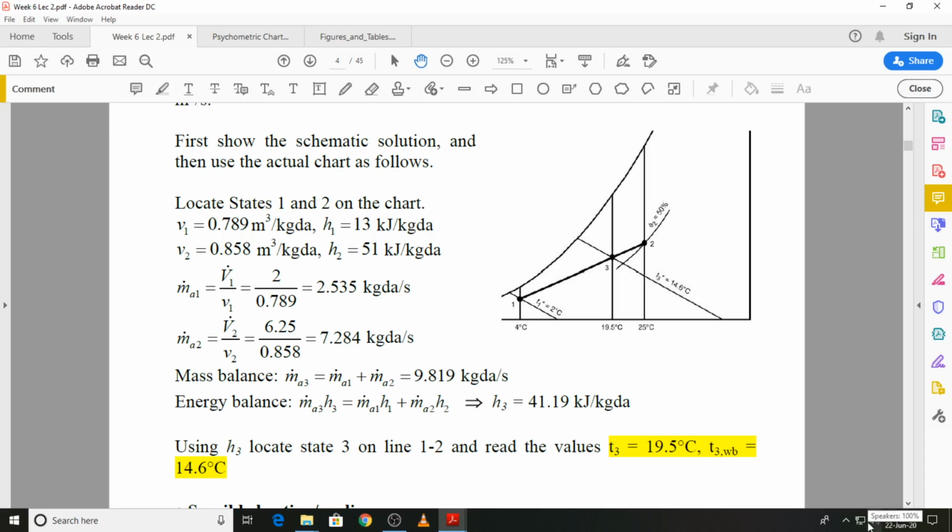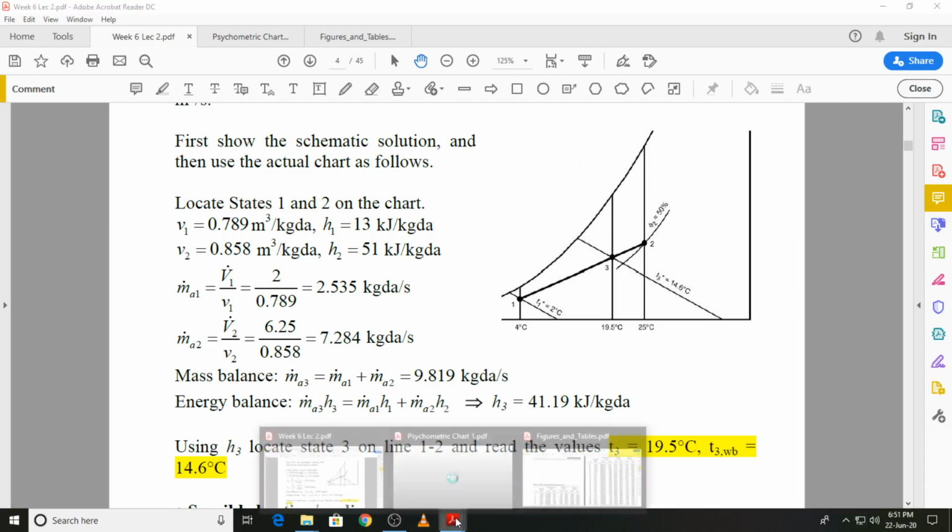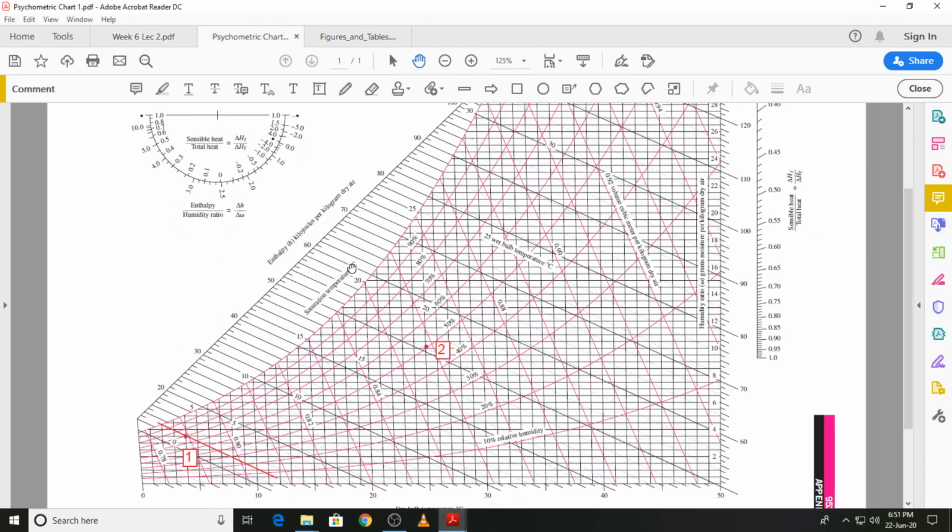So I will use this value on the psychrometric chart to locate state 3. I have to first find a specific enthalpy value of around 41.2 kilojoule per kilogram. This is 40, this is 41, so 41.2 is just around over here, and all I have to do is to draw a straight line. Before that, I will draw a straight line connecting states 1 and 2.